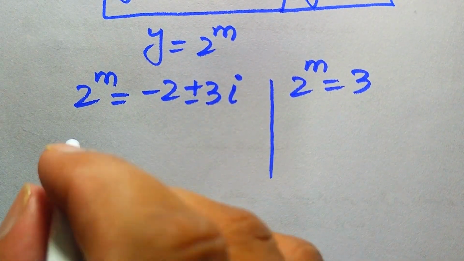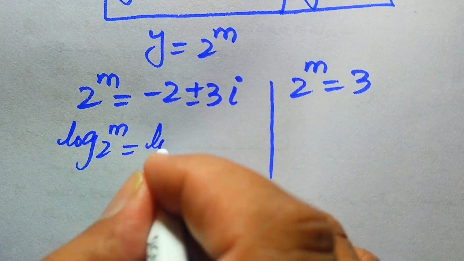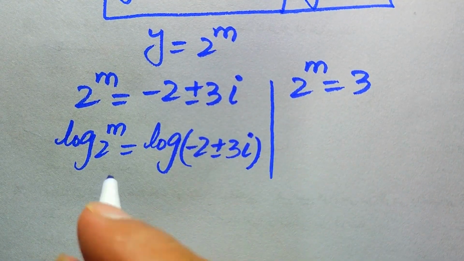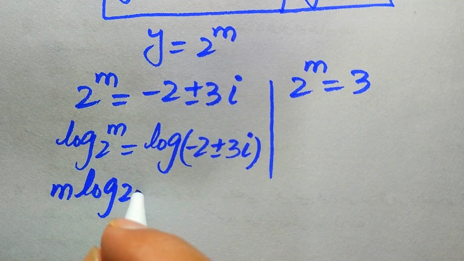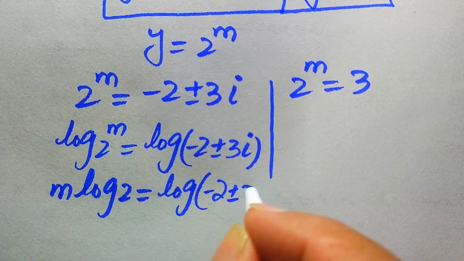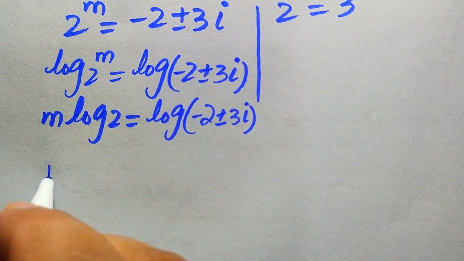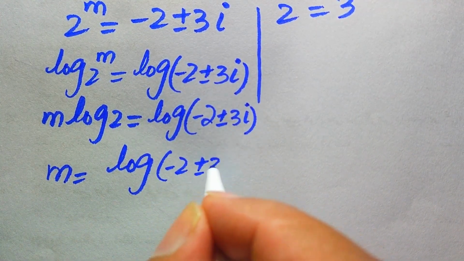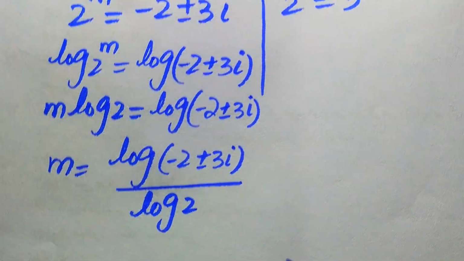So here we apply the log on both the sides to get the value of m, and we get log of 2 to the power of m equals log of minus 2 plus minus 3 iota. So here we move this m in the front of this log, and we get m times log 2 equals log of minus 2 plus minus 3 iota. So here we divide by log 2 to the right hand side, and we get m equals log of minus 2 plus minus 3 iota divided by log of 2.